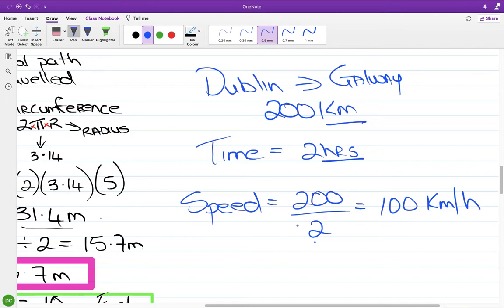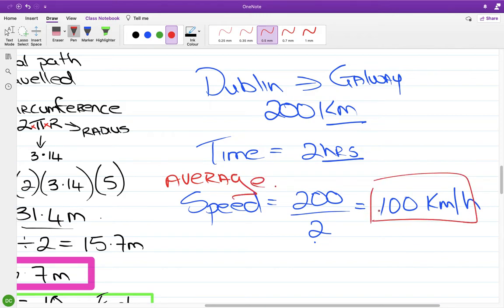Now if you read that as it's said there, what I'm saying is that at all points on that journey from Dublin to Galway, my car was moving at 100 kilometers per hour. Now, does that make sense? Does it make sense that the car moved at the exact same speed the whole way along the journey from Dublin to Galway? Okay, I hope that you are saying no. That 100 is an average speed.